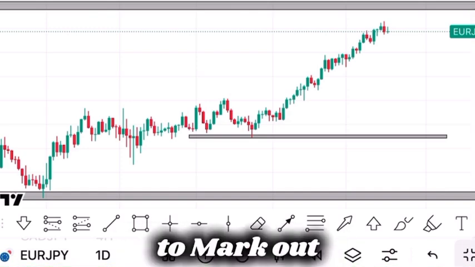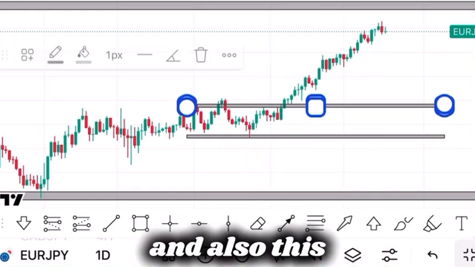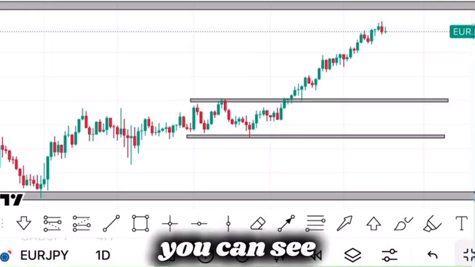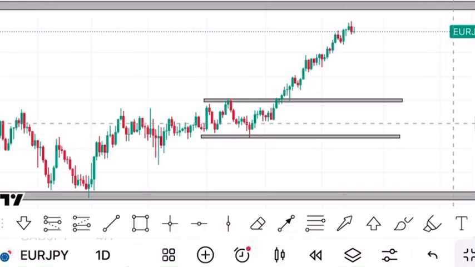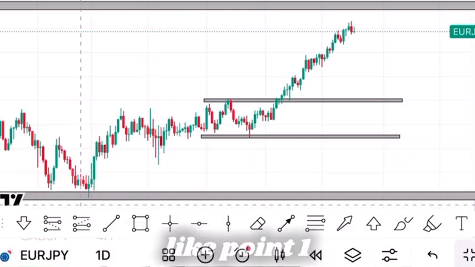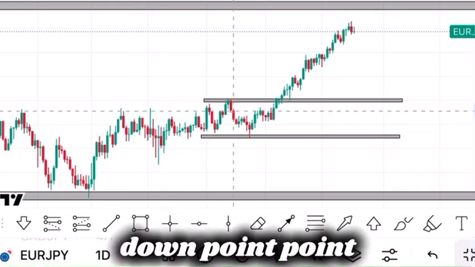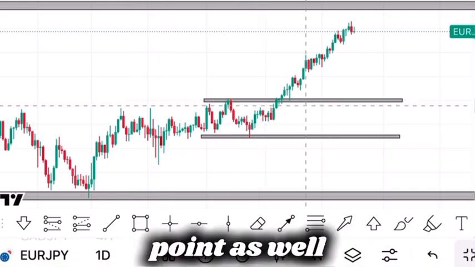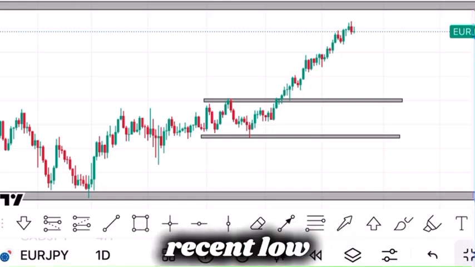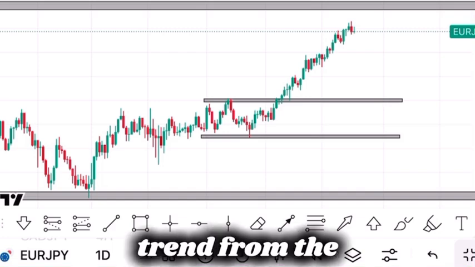Now we need to mark out this as well, and also this. So now as you can see, if you look clearly, price made a point here, point 1, then another point, a break of structure to the upside, down, point. This is the point and this is the last point as well. This is all we need to do from the 1 day time frame: know the trend, the recent low and the most key levels from the 1 day time frame.